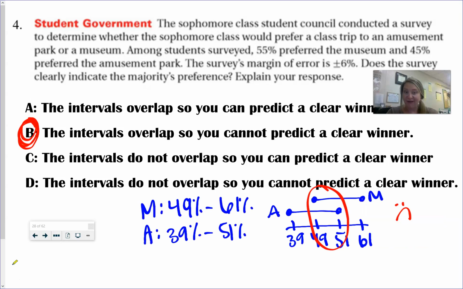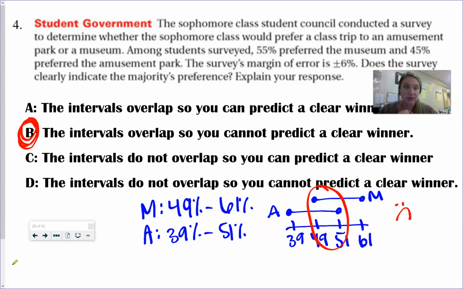All right, we finally have one where we cannot predict the outcome. So here with the museum, their interval was between 49 and 61%, and the amusement park was between 39 and 51%. So my upper interval is museum, but the lowest percentage is 49, right? My lower interval is amusement park, but the maximum is 51. So there is a small chance where the amusement park could have won, right? If it was 49 and 51, that would have worked. I mean, 50-50, nobody wins, right? So there is an overlap this time. So our answer choice for this has to be B. They overlap, so we cannot predict a clear winner.